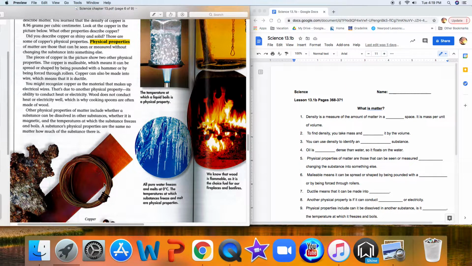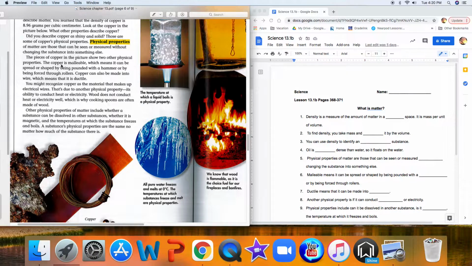So you got this copper going on here. Did you describe copper as shiny and solid? Those are some of copper's physical properties. Physical properties of matter are those that can be seen or measured without changing the substance into something else. The piece of copper in the picture shows two other physical properties.